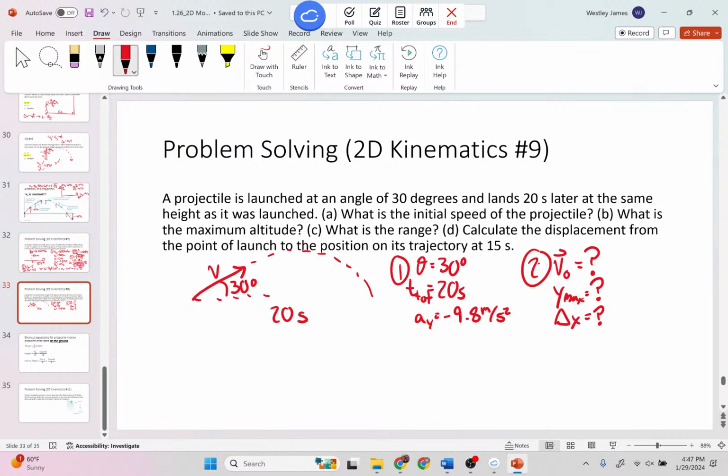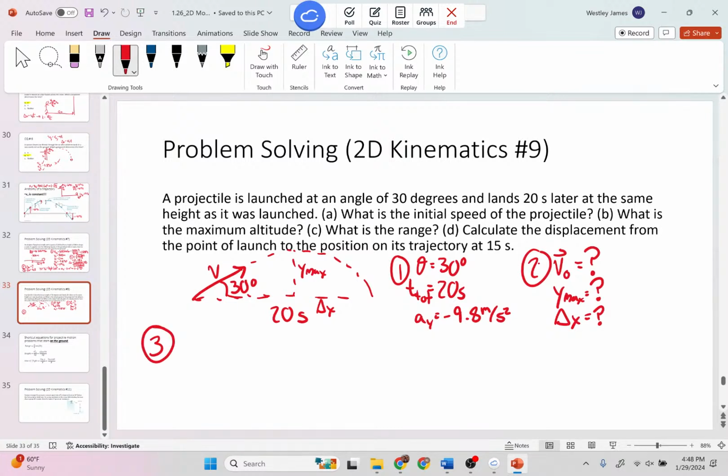If we kind of draw that on our picture here, we are trying to find this delta x. We are trying to find this y max. You could call it delta y if you really wanted to. We are trying to find part D, the displacement at a certain time, whatever. Okay.